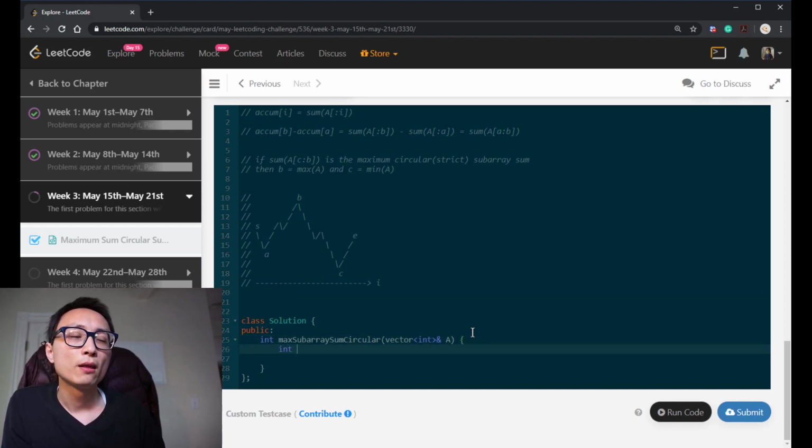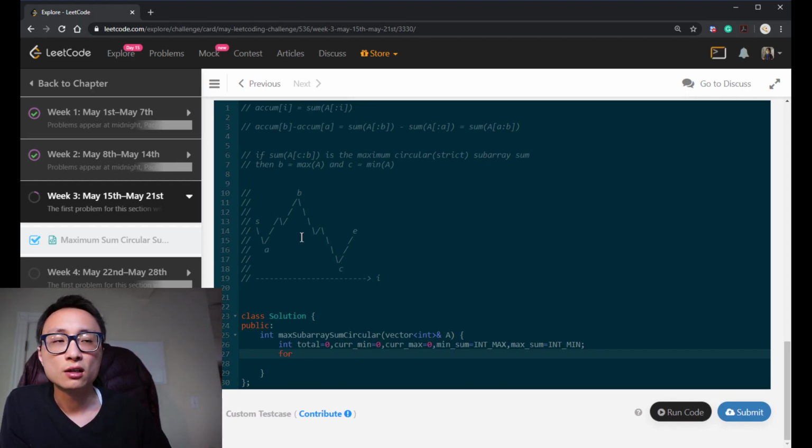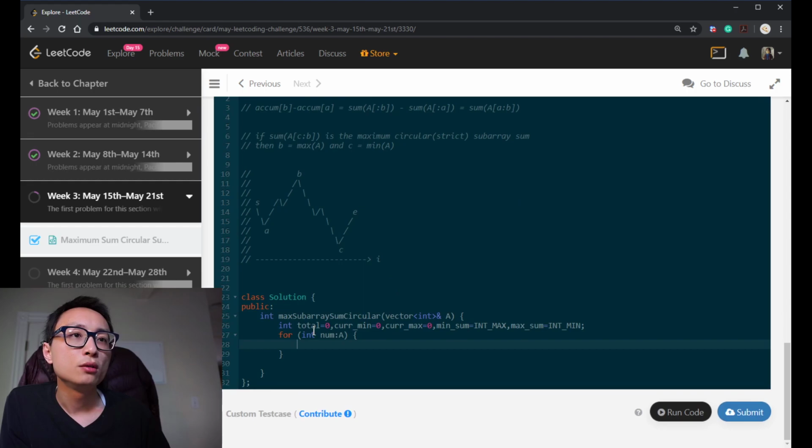We need a couple of variables: total, 0; current minimum; current maximum; minimum sum, which initially is the opposite, int max; and the maximum sum, which is int min in the beginning. Then we're just going to loop through this array once, treating it as a regular array. The update rule is that total is always incremented by the number.